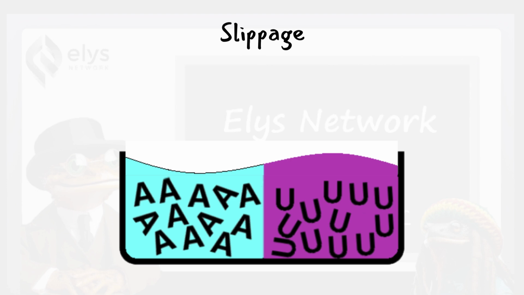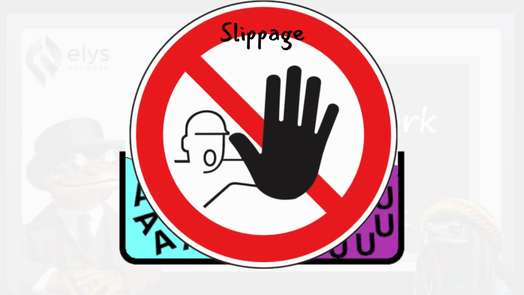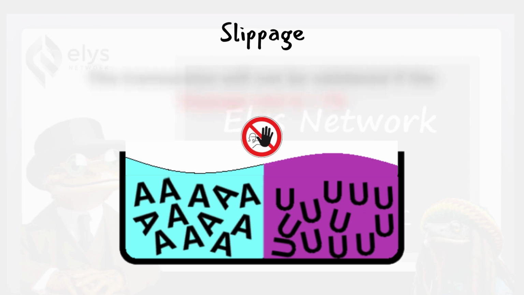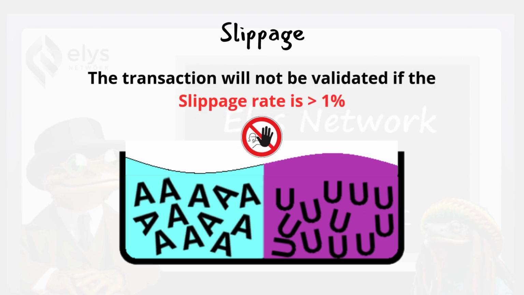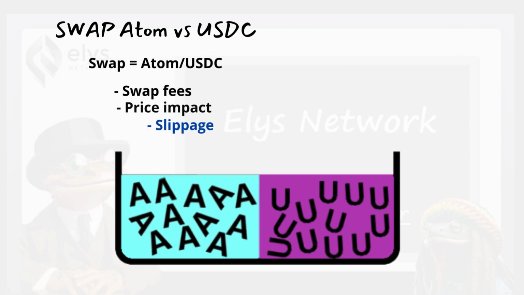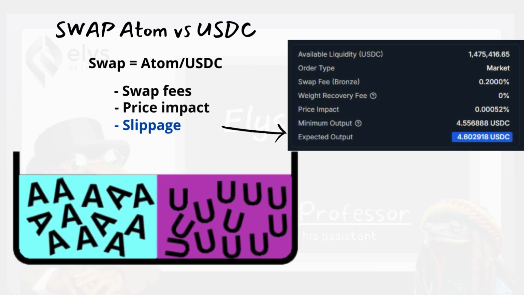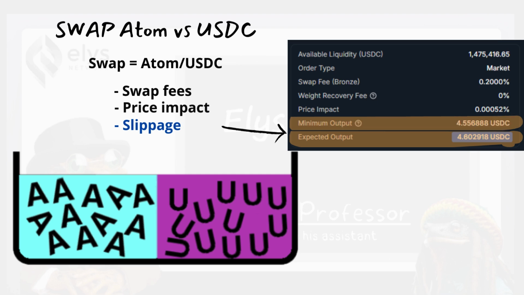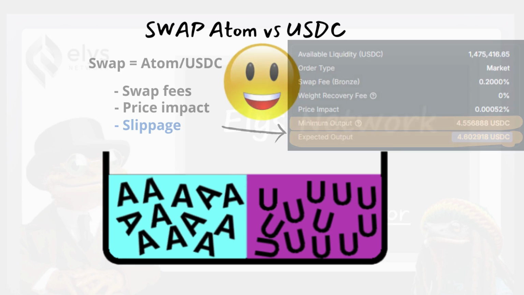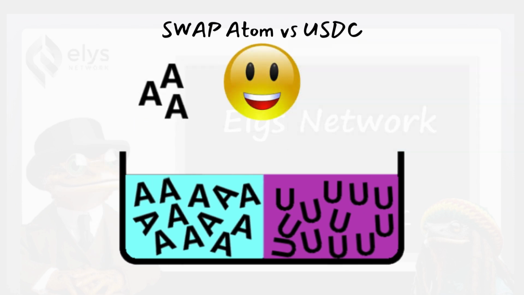To protect its users, Ellis Network limits slippage to 1%. Beyond this threshold, the transaction will not be executed. In transaction details, this is reflected by the difference between the amount you should receive and the minimum amount you will receive, in the case of a maximum slippage of 1%. If everything is okay, the transaction is validated.